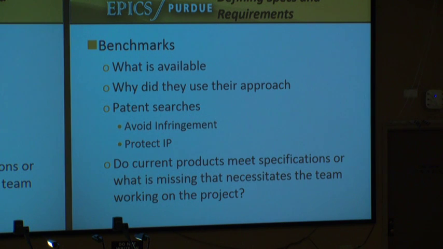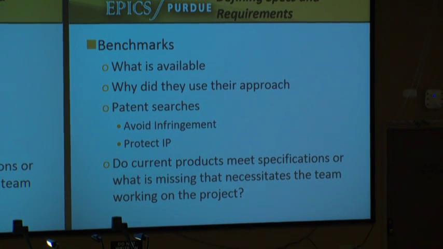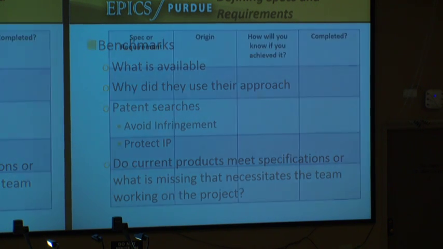We also want to do patent searches to make sure we're not infringing on any other IP for that. And we want to then be able to identify what do the current products, what's missing? Why is our community partner coming to us with this need? Because what's not being met by the current available products for them.